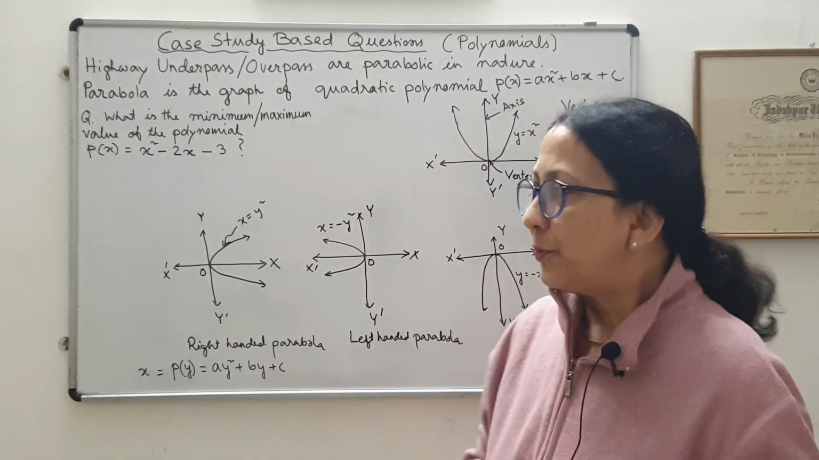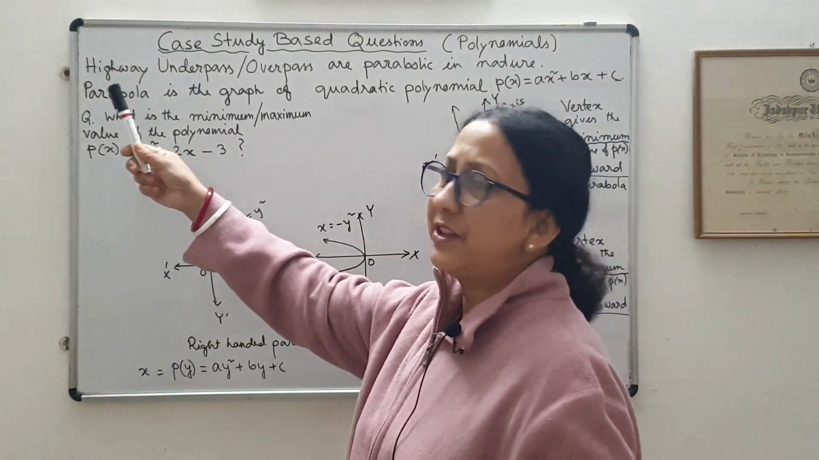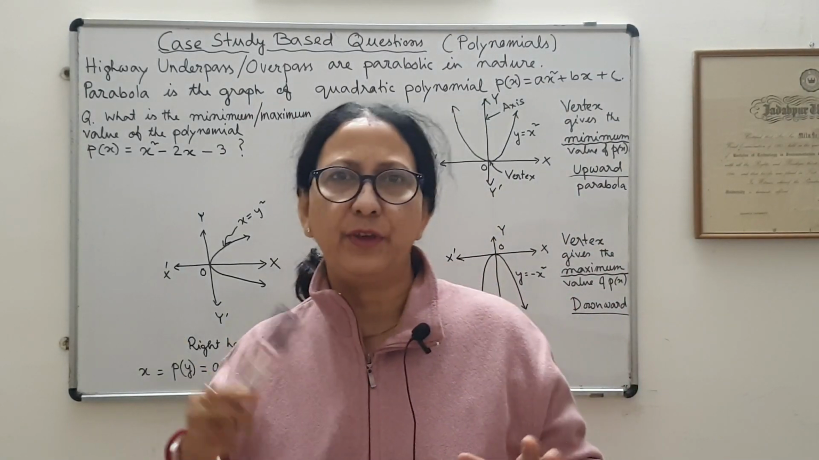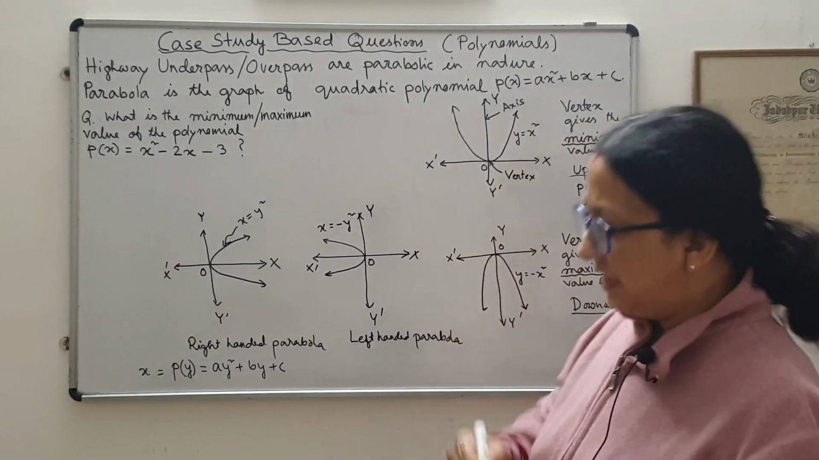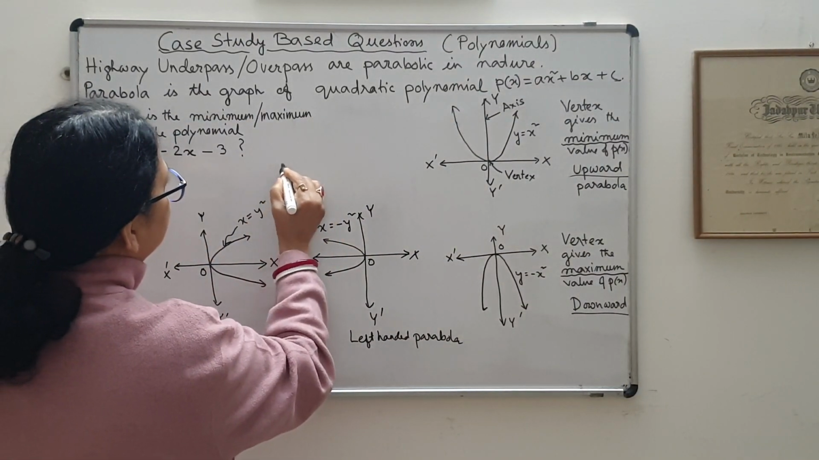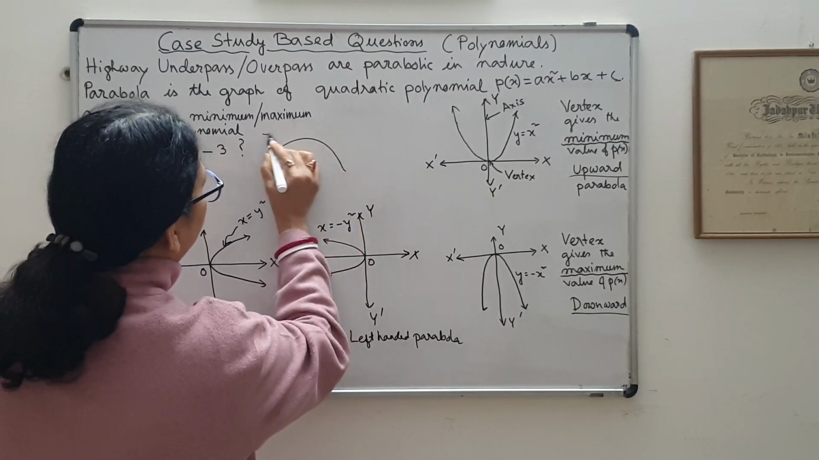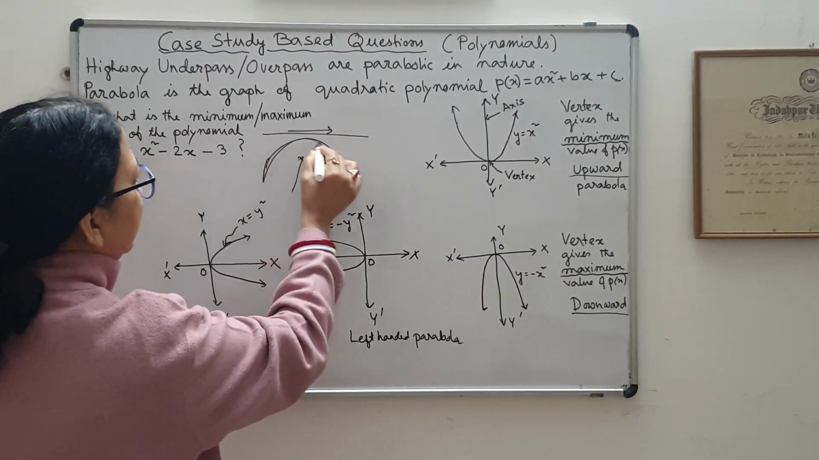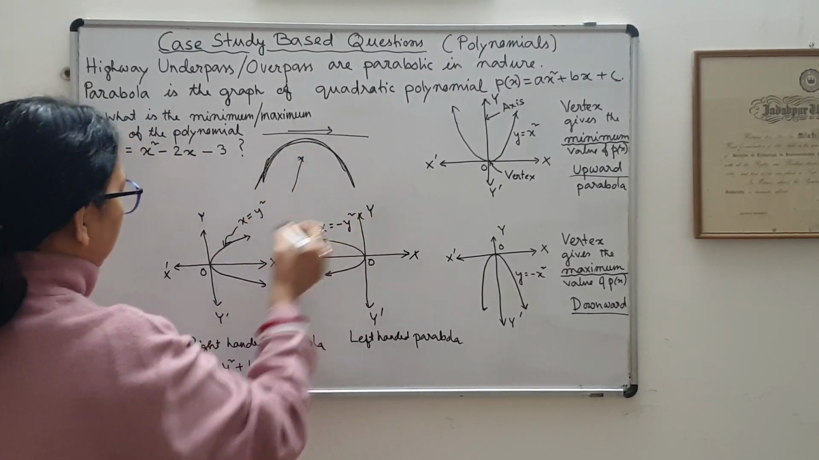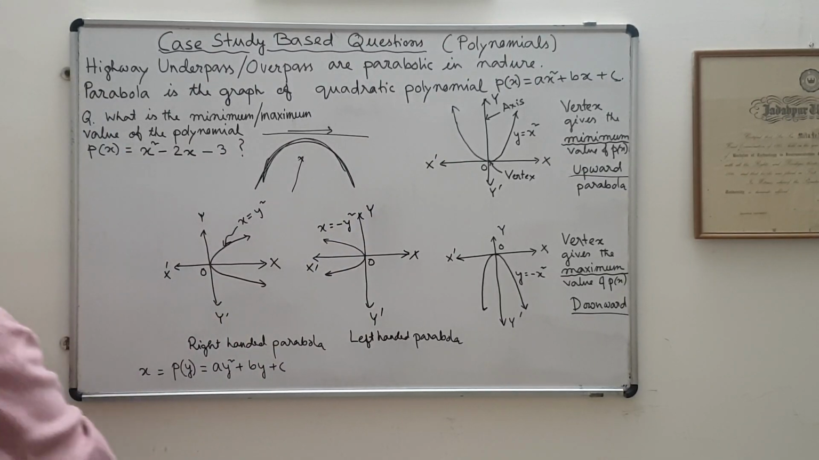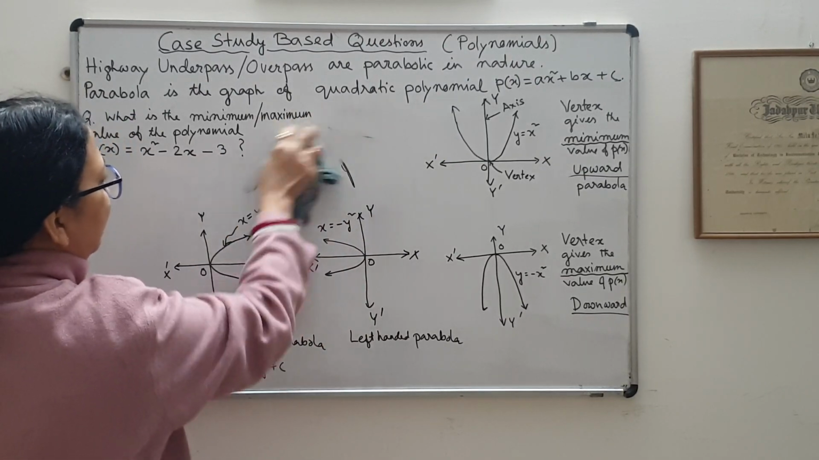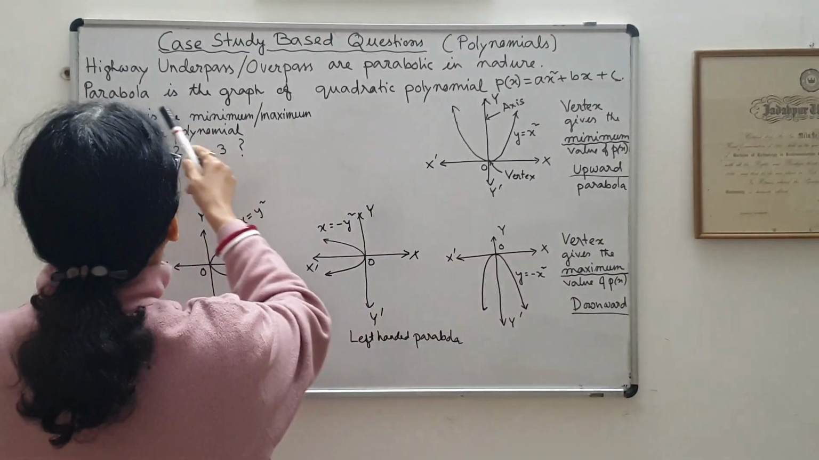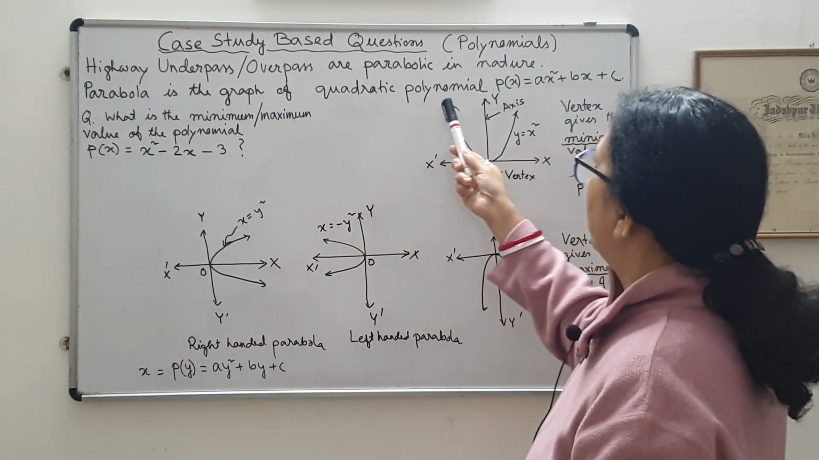Okay, so here the case study is that the highway underpass or overpass, most of you have seen while going on the highway. They are parabolic in nature. That means this is your road, like this, over there is a road and this is underpass and this is overpass. So this opening, this shape is known as parabola. And what is parabola actually? Parabola is nothing but the graph, or graphical representation, of any quadratic polynomial. So I have written, the parabola is the graph of quadratic polynomial.